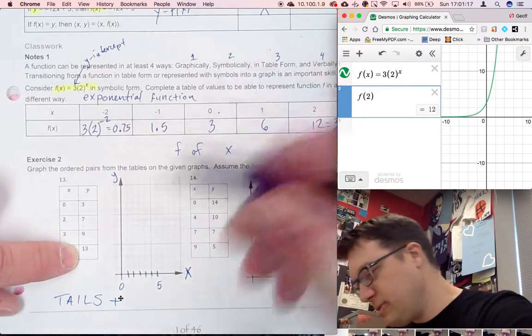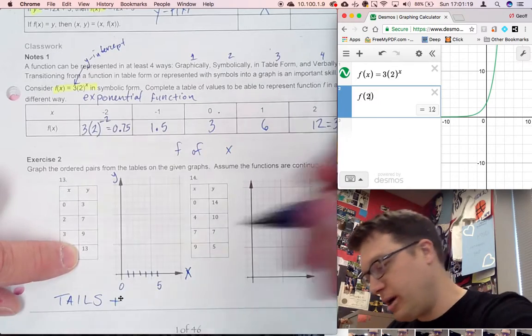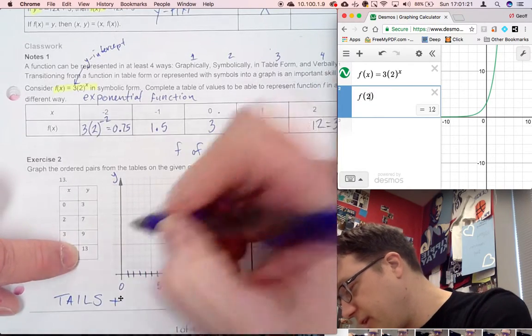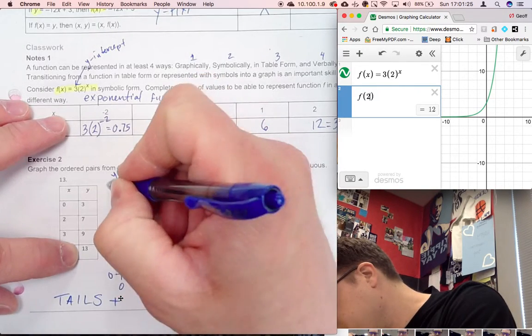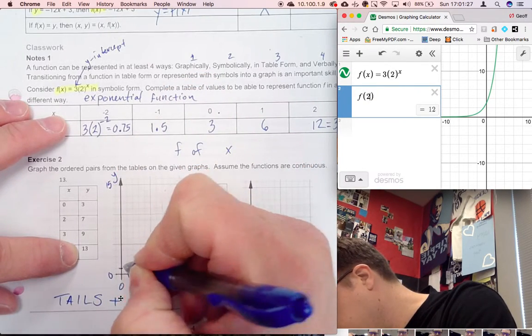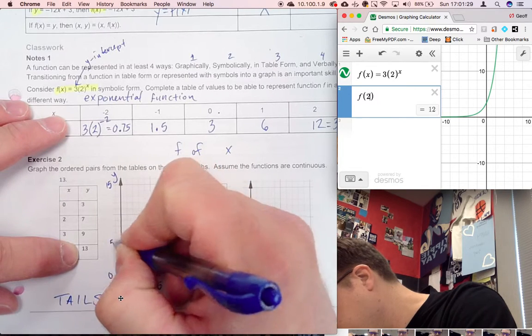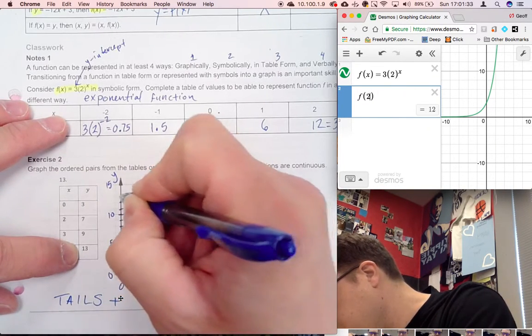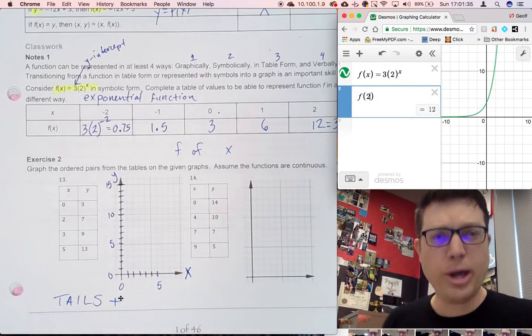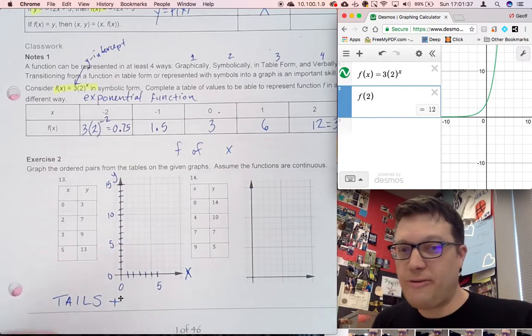Probably going to go by ones. Let me just quick count before I actually write it in. 1, 2, 3, 4, 5, 10. Yep, so going by ones from 0 to 15. So 1, 2, 3, 4, 5. 1, 2, 3, 4, 10. 1, 2, 3, 4, 15. Okay, your graph is ready.